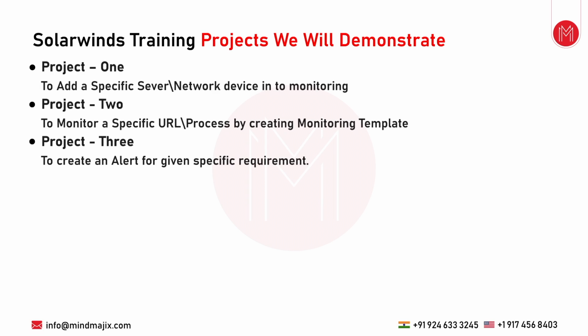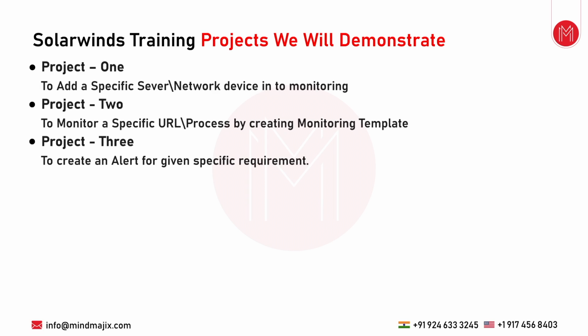We will be showing you how to configure a particular server or node, and how to configure particular URL monitoring or process monitoring. And also we will be showing you how to create an alert for a specific requirement. Configuring a server, URL or process in SolarWinds is one part. After configuring, SolarWinds will monitor the availability of those particular processes or servers, everything, and also their performance.